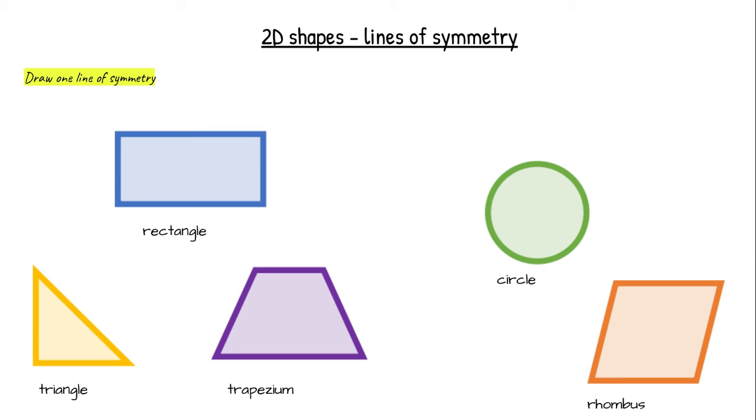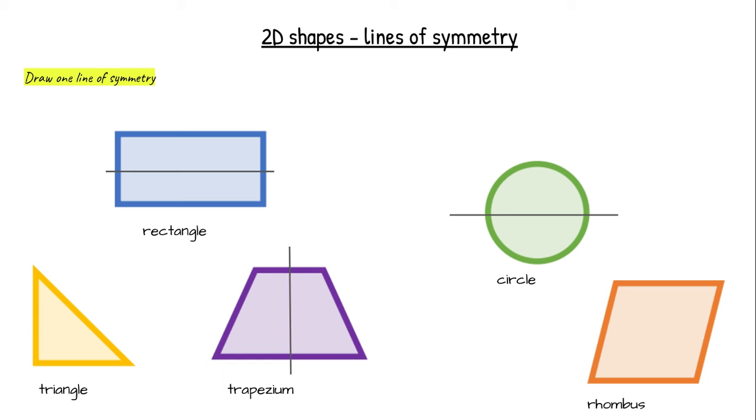Now I've drawn a line of symmetry here because it shows that you can fold this shape in half from this line and both sides would be the same. If I look at this circle, the same thing applies, but actually a circle has an indefinite amount of lines of symmetry. You could draw that line across any part of the circle and it would still fold, as long as it's through the middle, and it would still fold perfectly into half.